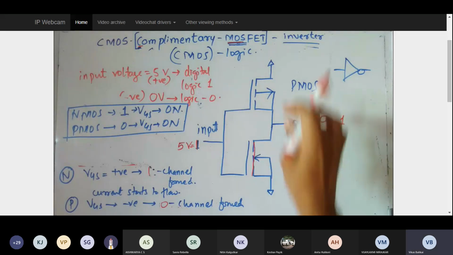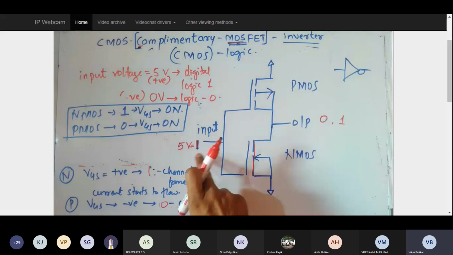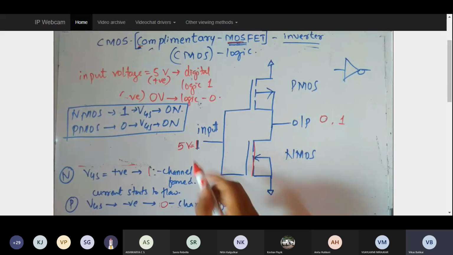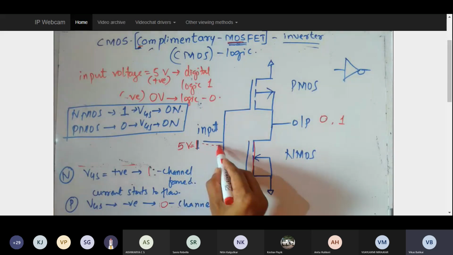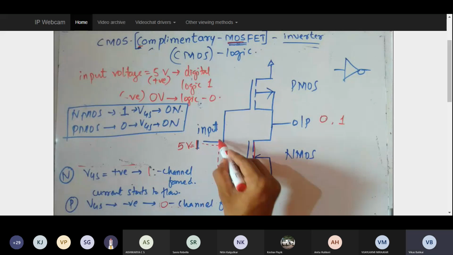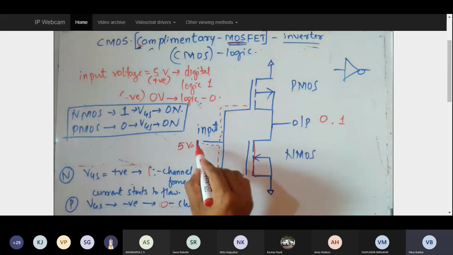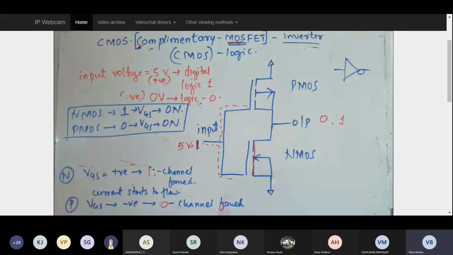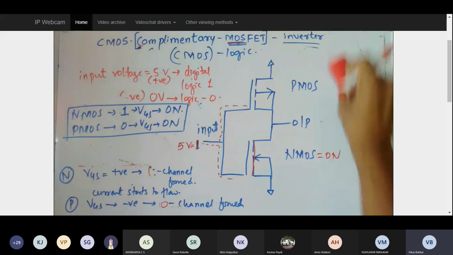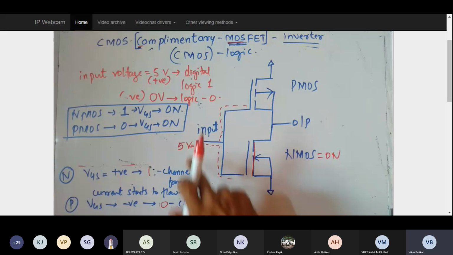What about PMOS? Look here, what is the status of the input, where is the input going? It is going to both NMOS as well as PMOS. The same logic 1 is going to PMOS as well as NMOS. So tell me the two statuses. NMOS is on. What about PMOS under this input? Off.